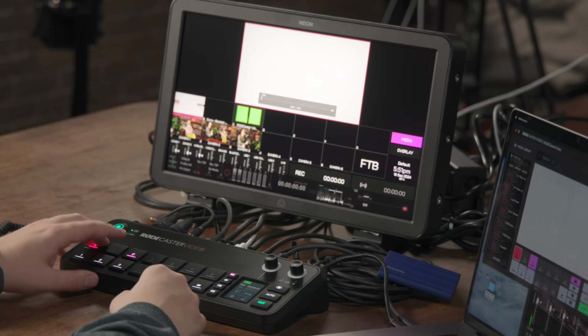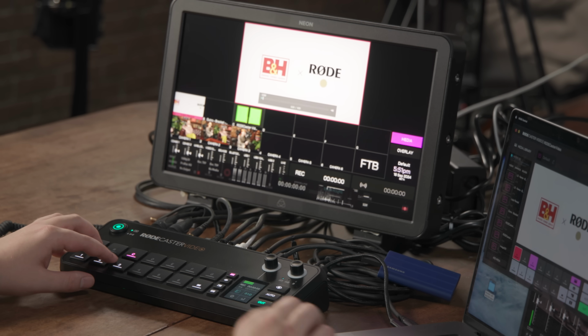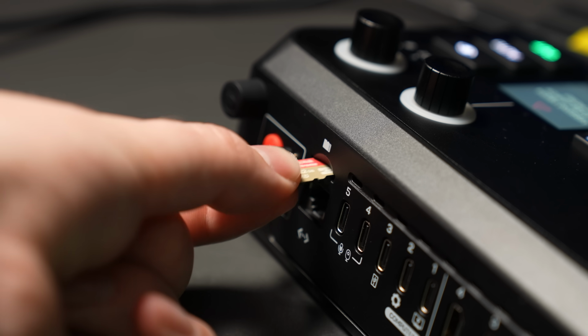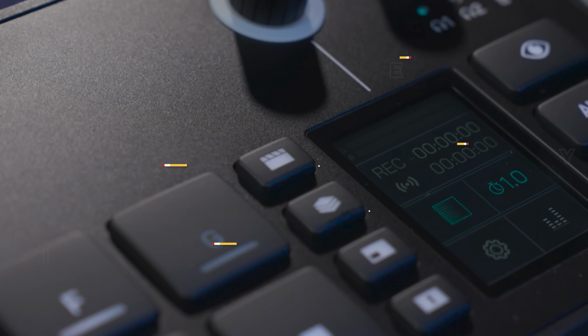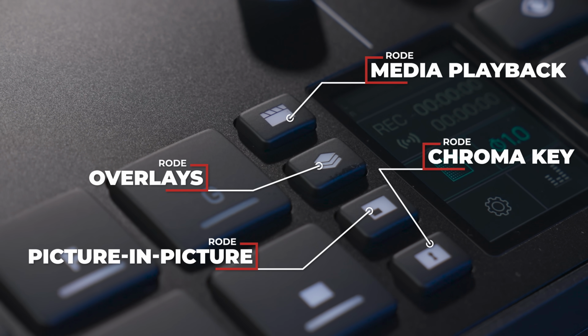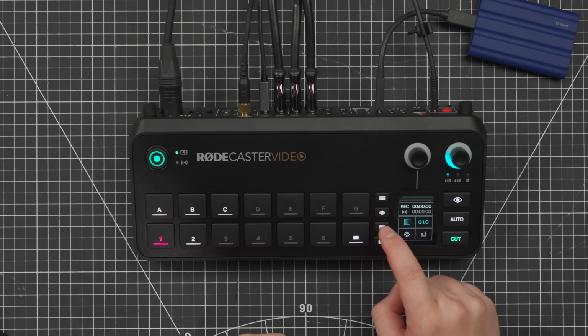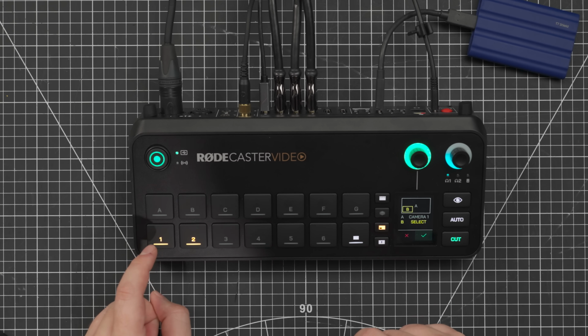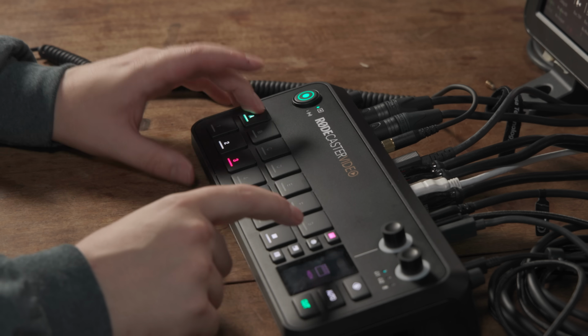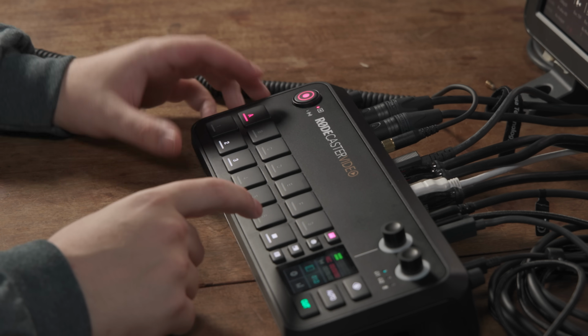When it comes to assets like graphic overlays, sounds, and video files, the system is also very capable. You can load media files like audio clips, videos, and PNGs with transparency onto a micro SD card and access them in your stream via the media playback button and the overlays button. You also get chroma keying and picture-in-picture buttons on the unit. This unit handles these functions in such a streamlined fashion. I'm really impressed. Typically, scenes like these would take a little bit of setup and possibly a third-party compositing software.